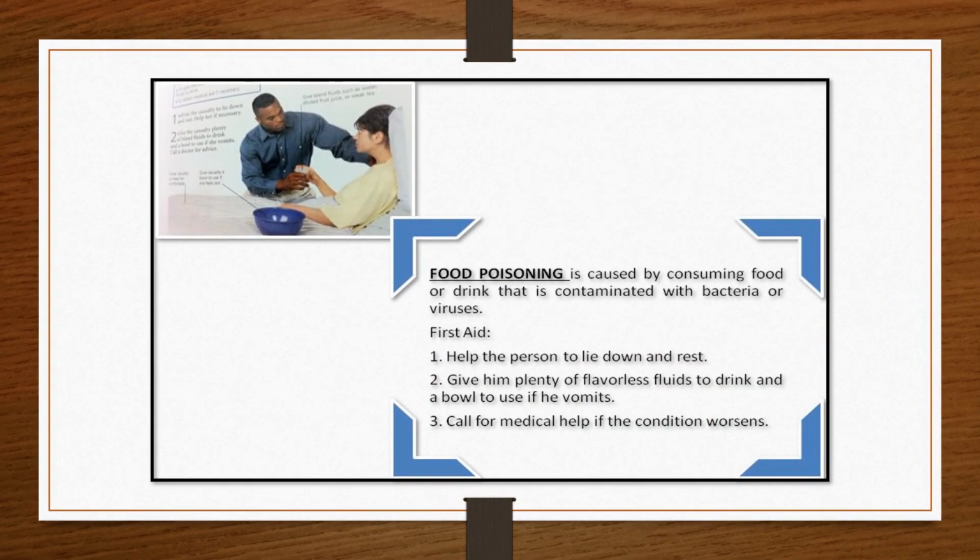Food poisoning is caused by consuming food or drink that is contaminated with bacteria or viruses. First aid: help the person to lie down and rest. Give him plenty of flavorless fluids to drink and a bowl in case he vomits. Call for medical help if the condition worsens.